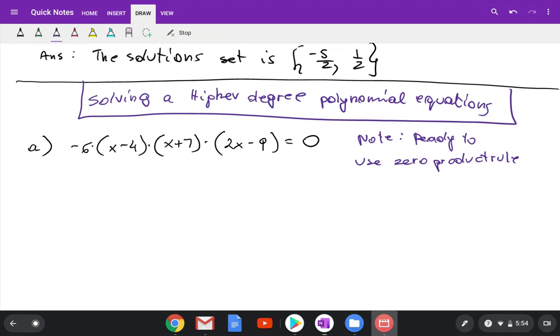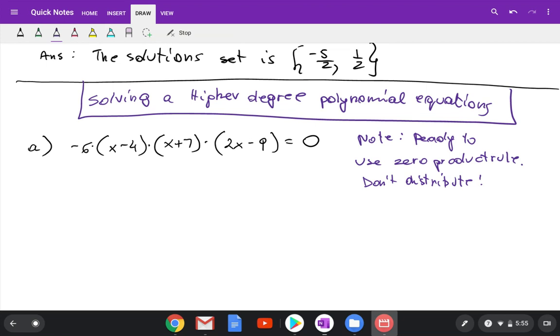When you have equations like that, a product of factors and 0 on the right side, don't even think about distributing. Don't distribute. That will be a disaster. You'll add extra work for yourself. Don't distribute, because we have the zero product rule. You have a product of factors, so you're ready to use the zero product rule.